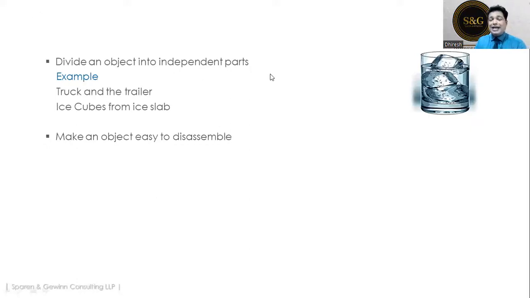Divide an object into independent parts. So segmentation means dividing an object into independent parts. Example: the truck and the trailer, dividing them into independent parts.